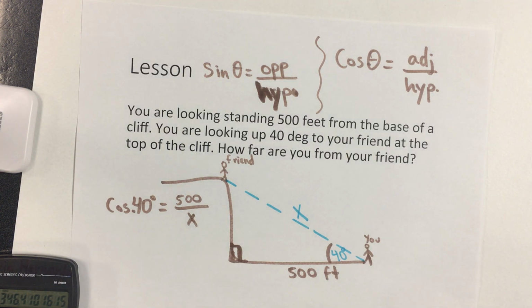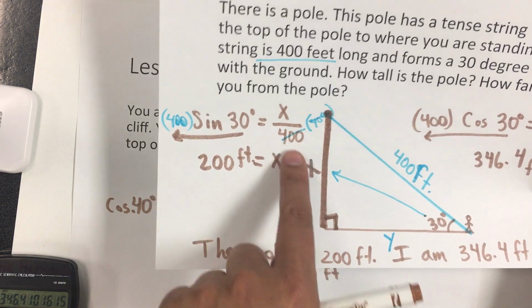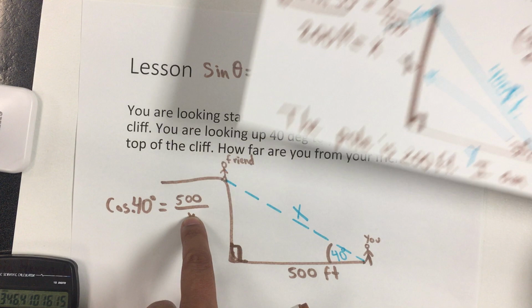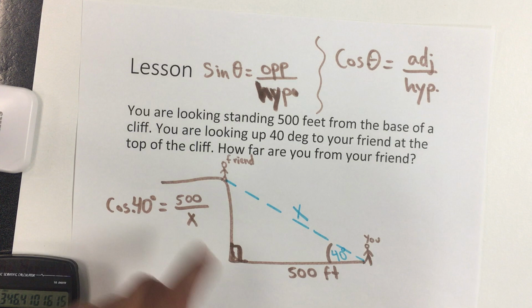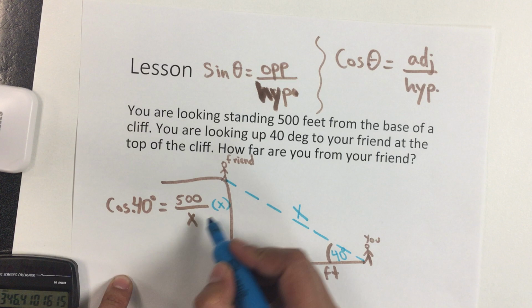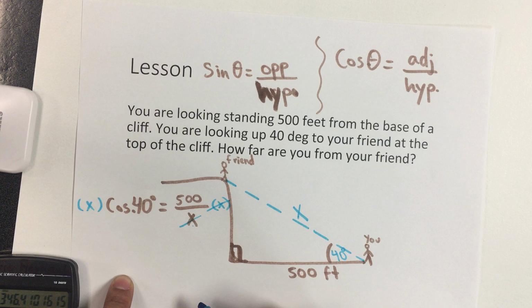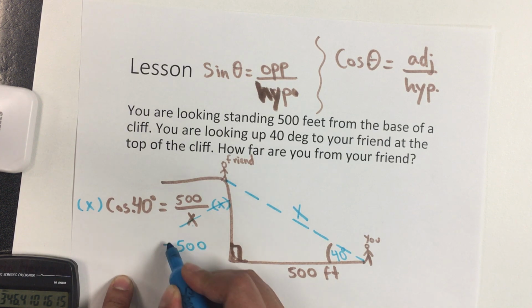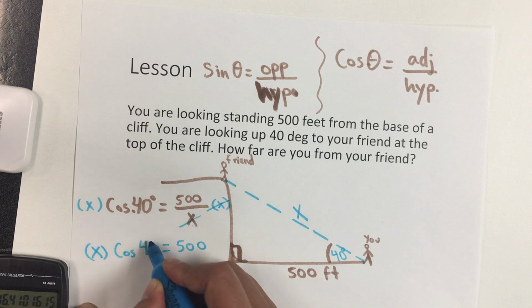Well, guess what? In the previous example, I'm going to show you really fast. We had the 400 that we had to cancel under the x, okay? But in here, we cannot cancel the 500. Instead, we're gonna have to cancel the x, and that's not gonna isolate our x. So if we're divided by x, we multiply by x. This cancels, and I end up with 500 equals x times cosine of 40.